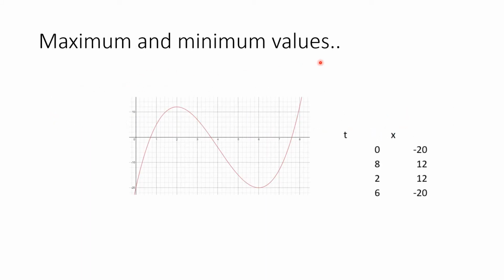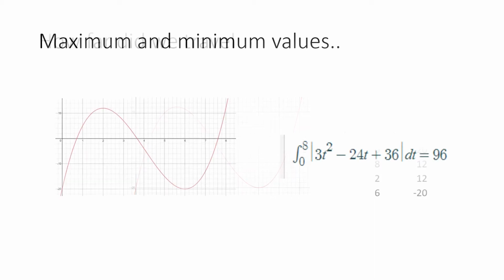I asked about the minimum and maximum values from 0 to 8. Well, it was a continuous function and we knew when the velocity was 0, so critical points are 2 and 6, and you have to check the endpoints as well. So I look at this, and the minimum value is minus 20, the maximum value is 12.